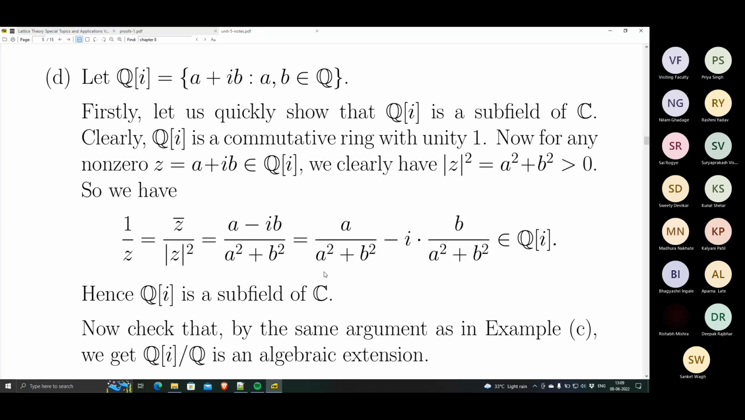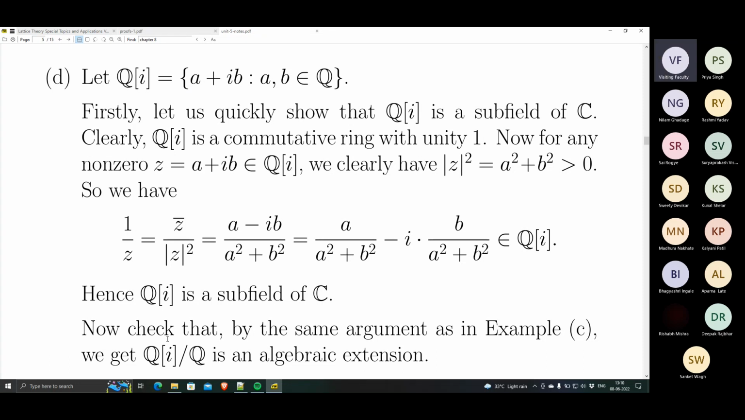Why is this interesting? So do you see Q[i] is a set of all complex numbers whose real and imaginary parts are rationals. Okay. Earlier we saw that every complex number is algebraic over the reals. Now we'll show that every complex number with both real and imaginary parts rationals is actually algebraic over the rational numbers. Okay, when a and b are in reals, a plus ib is algebraic over reals. When a and b are both rationals, a plus ib is in fact algebraic over rationals. That is the meaning of this.